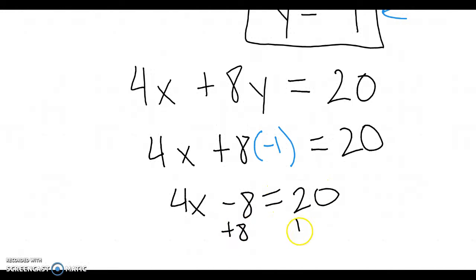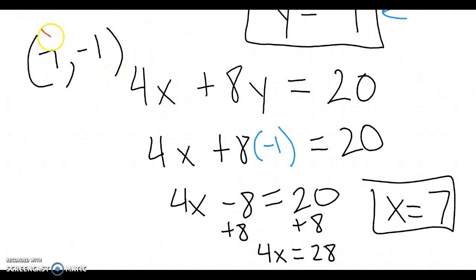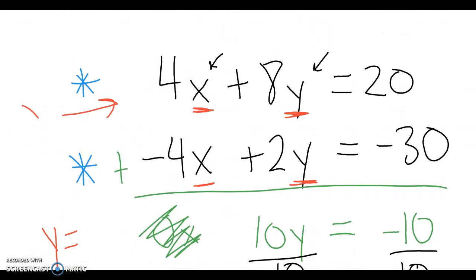Add 8, add 8. 4x is equal to 28. So x must be 7. So that would be my answer: 7, comma, negative 1, because that's my x, and this is my y. That's one example. We're going to go through two more examples because there's three types that we generally get. This is the type where I can just add straight down and everything cancels out nicely.